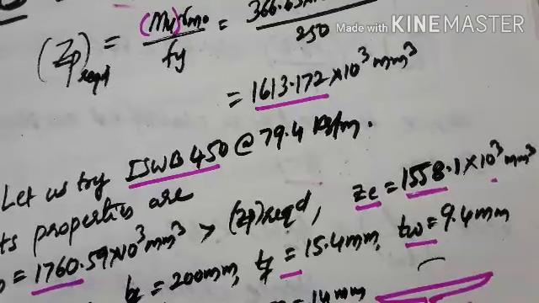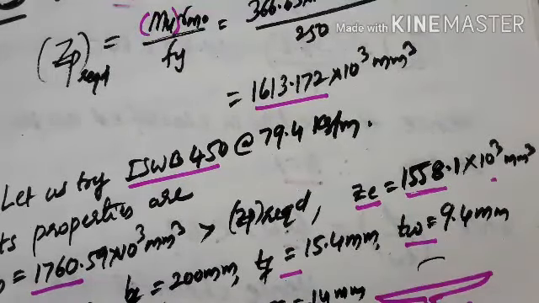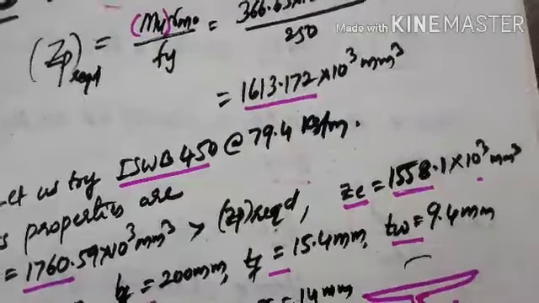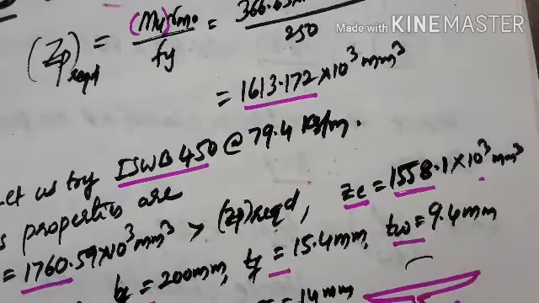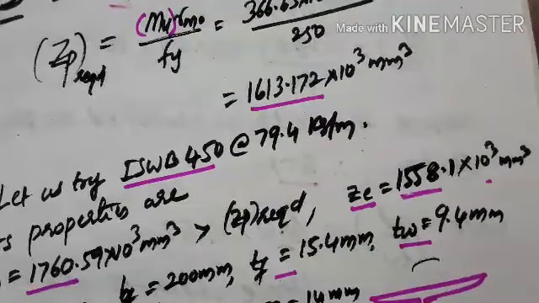Generally these kinds of problems will be asked for 15 to 20 marks. So very, very important problems. Okay, so next class I'll take how to design the beam when the depth is restricted to a certain value.